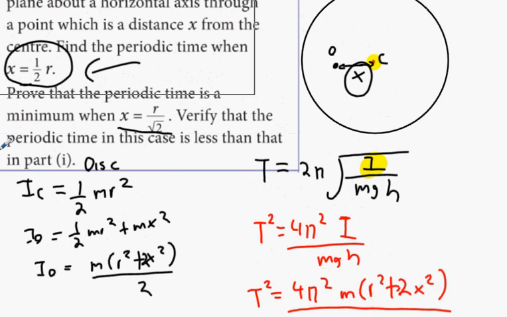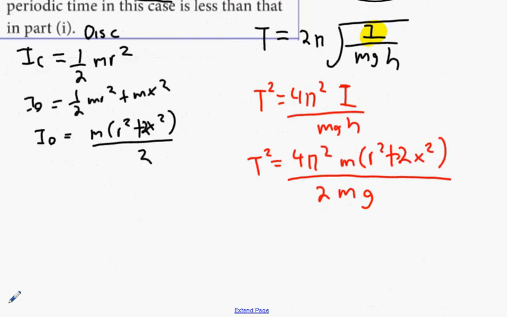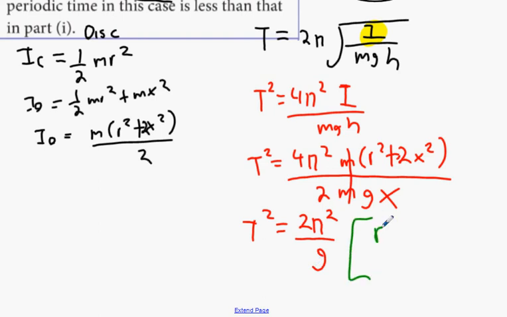Once again, go back to the top if you don't understand why. Our axis of rotation's distance to the center of gravity of our object is x. Now, what's a constant and what's not a constant? T squared equals 2 constants, 2 pi squared. M's cancel. Put the g here. And then you have your differentiable part, r squared plus 2x squared all over x, marked in green.